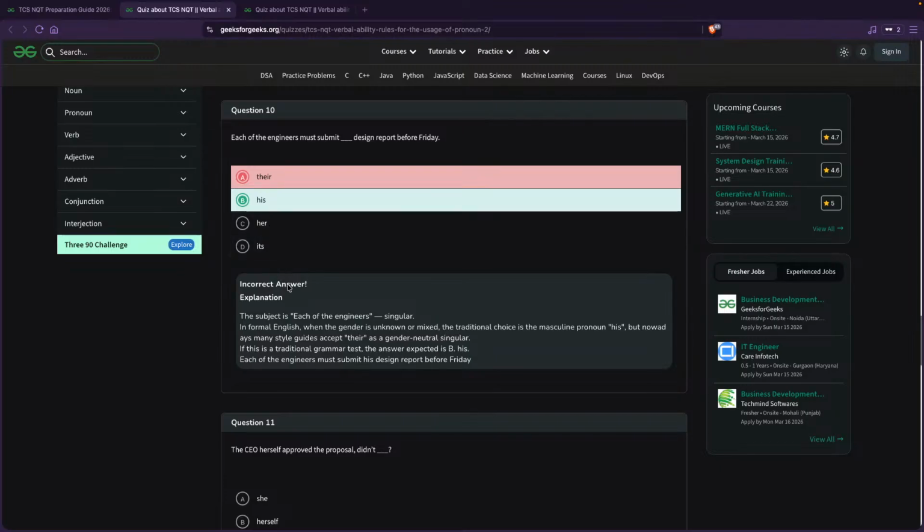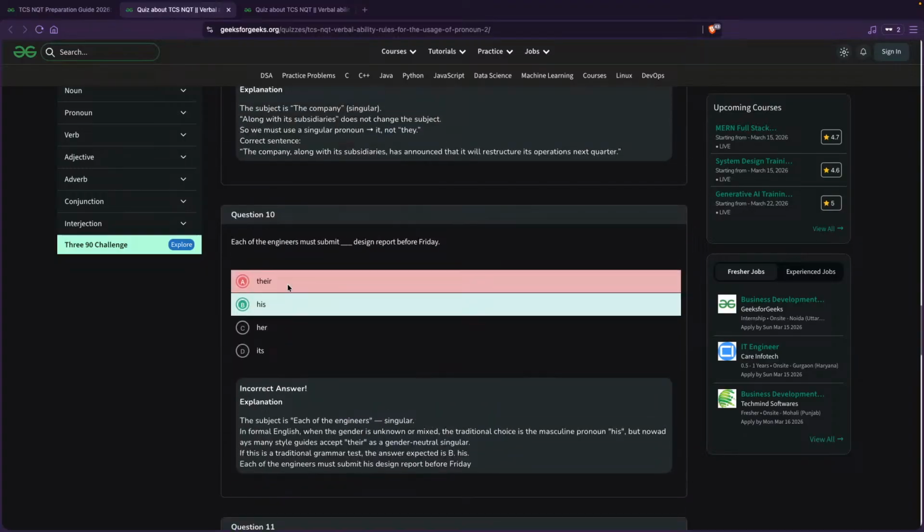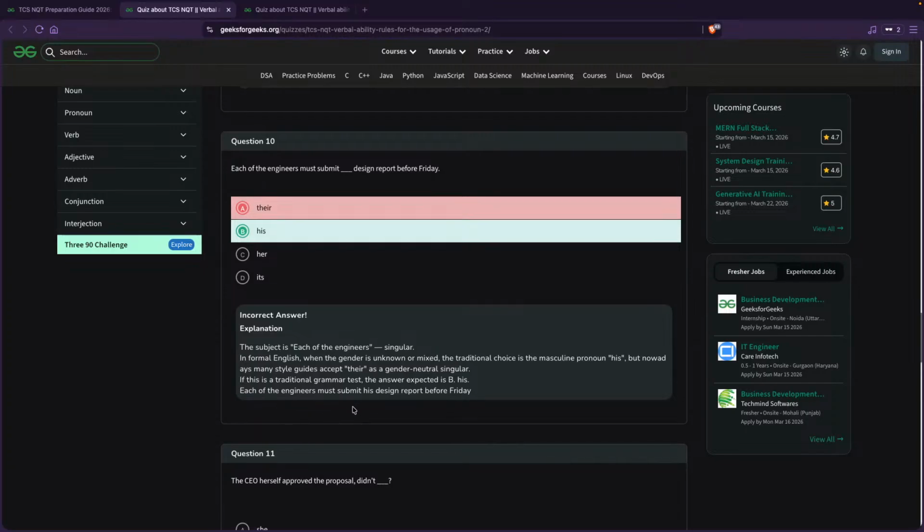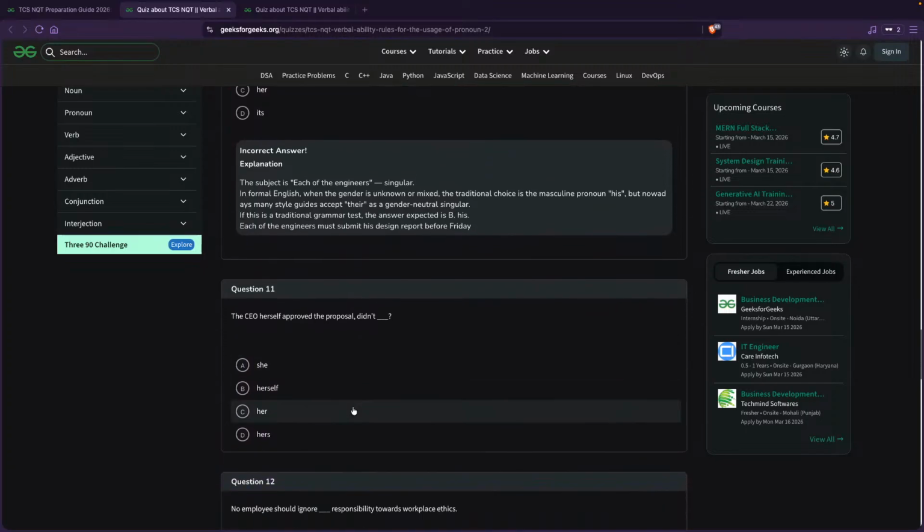Now will you use his? But each of the engineers must submit. It is simpler. In formal English, when the gender is unknown or mixed, the traditional choice is the masculine pronoun his. No word like their, since the style guide accepts them as a gender neutral singular only in modern use. If there is a traditional grammar test, the answer accepted is B, his. Each of the engineers must submit his design report before Friday.